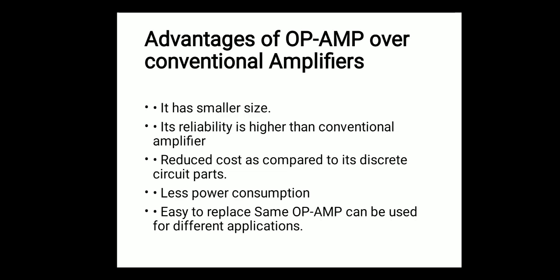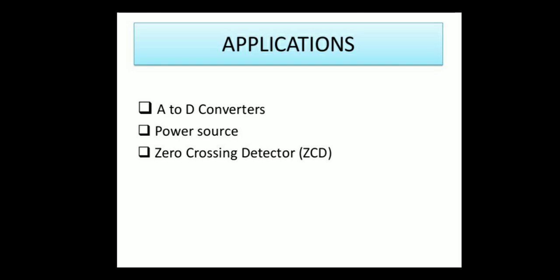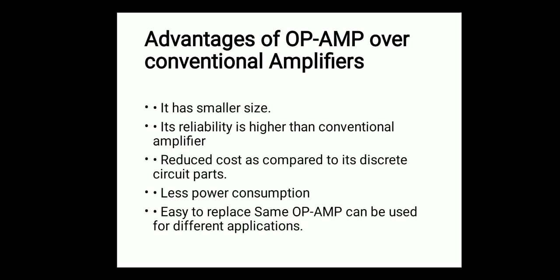Advantages of op amp over other conventional amplifiers: it has smaller size, its reliability is higher than the conventional amplifier, reduced cost, lesser power consumption, and it is easy to replace, as an op amp can be used for different applications.